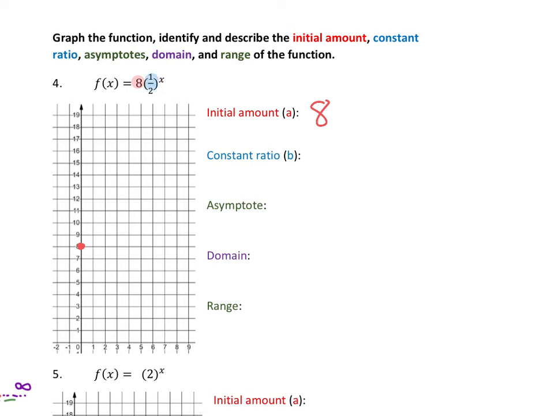My constant ratio is the number in the parentheses, or the number with the x attached to it, which is 1/2. That means to create more points, all I'm going to do is take 1/2 of 8. Well, that's 4. Then 1/2 of 4. Well, that's 2. 1/2 of 2. Well, that's 1. And 1/2 of 1 is 1/2. After that, it gets crazy small, so I'm not going to do that.